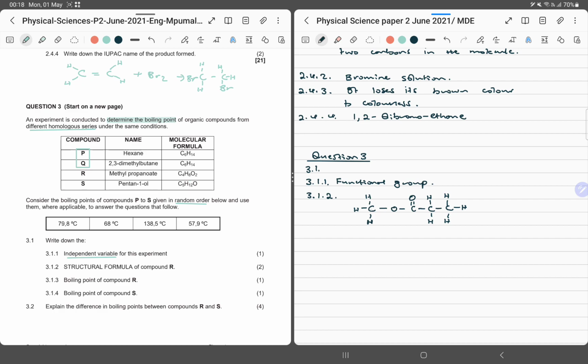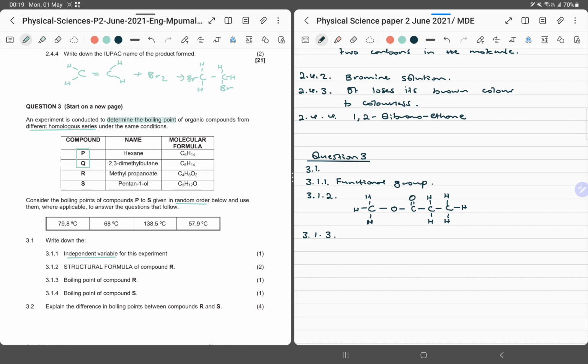See here, there's C4, so there's 1, 2, 3, 4. There's 8 hydrogens, 3 plus 5, 8, and then 2 oxygens. So you see it balances nicely. So please make a habit of double checking if things are in order. So 3.1.3 says the boiling point of compound R.